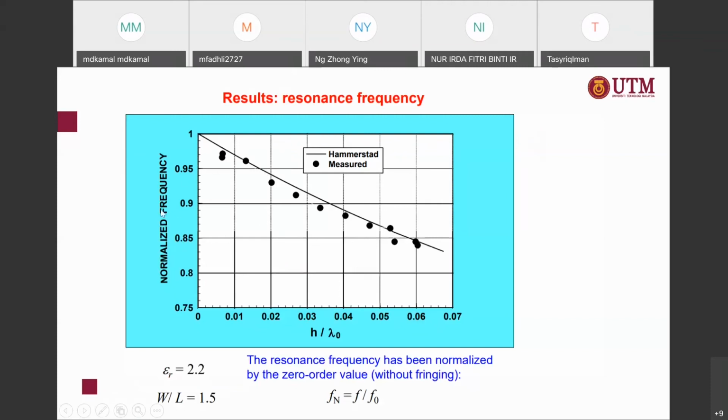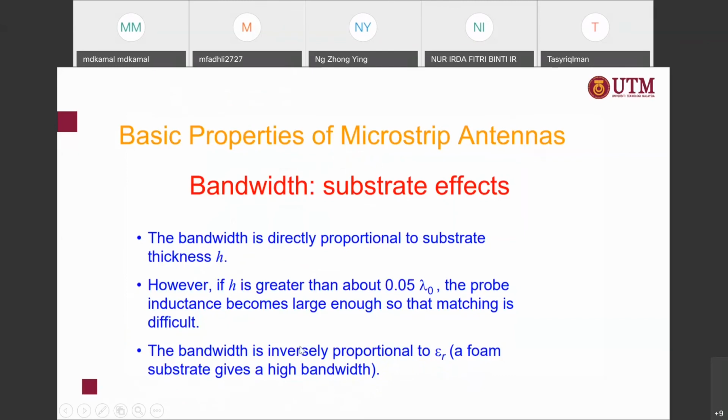So we have the normalized frequency and we have H over lambda naught. So the thickness over lambda naught is the operating frequency. The resonant frequency has been normalized by the zero order value, where fn is f over f naught, epsilon R is 2.2, W over L is 1.5. So these are the basic properties of microstrip: bandwidth and substrate effects.